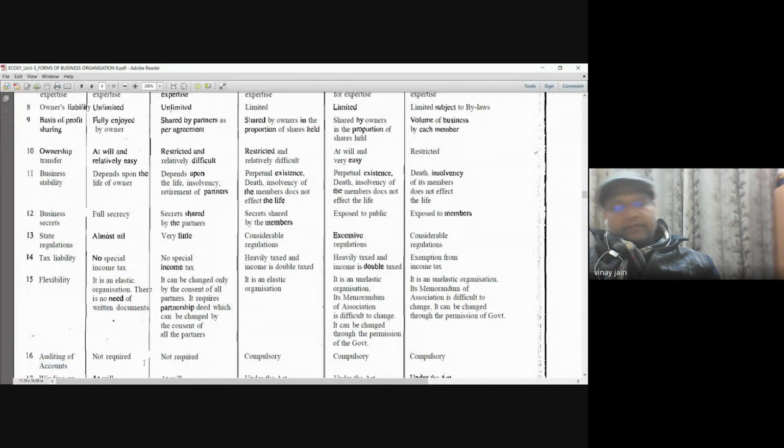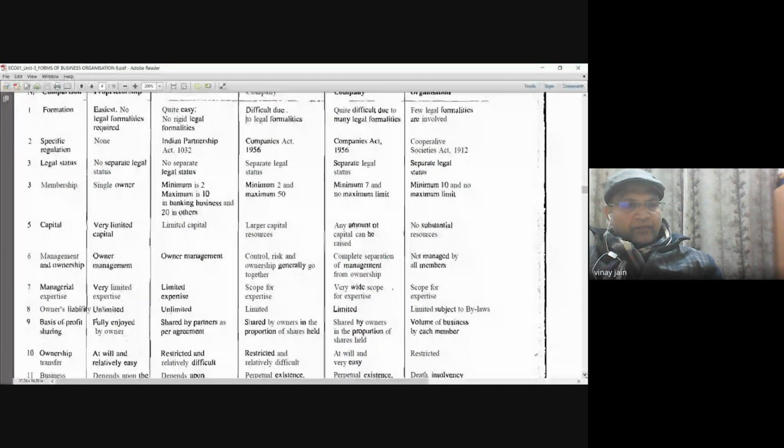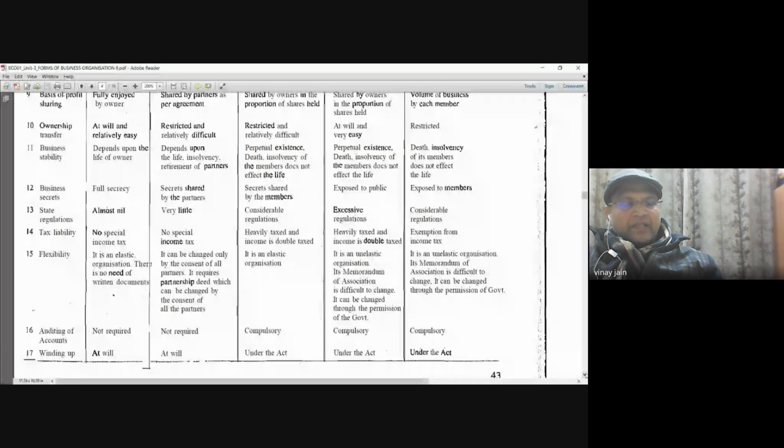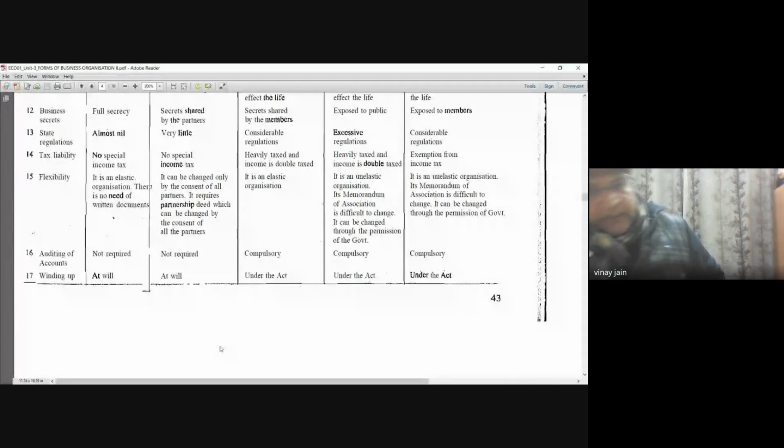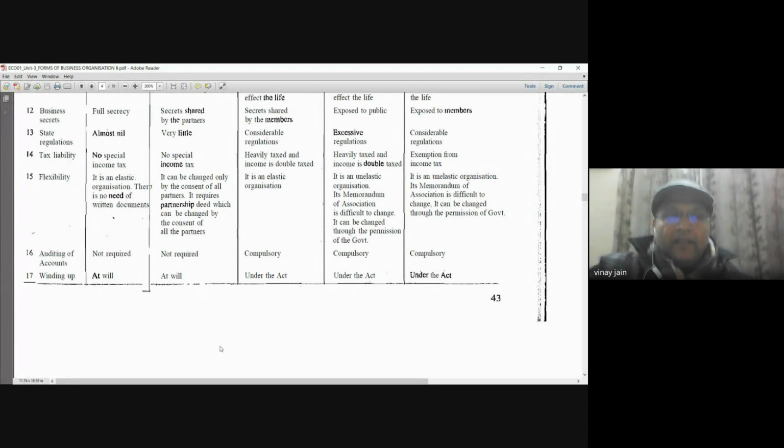Then auditing of accounts. This is again an important criterion. Guys, under sole proprietorship, it is not required. For partnership form of organization, it is not required. For company, it is compulsory, and for cooperative society, it is also compulsory. And 17, the last point, says about winding up, meaning while we are closing down the factory or the business concern. For a sole proprietorship organization, it is at will. Even the partnership also at will, under the act.